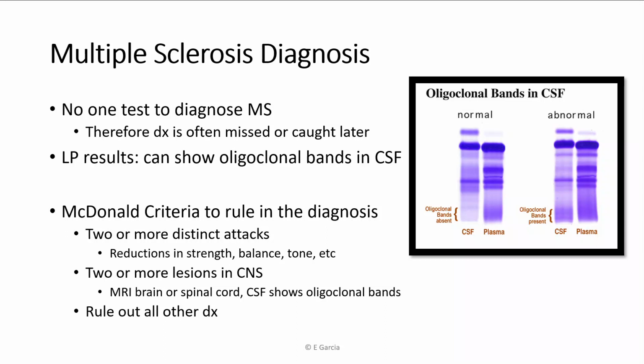2 or more lesions in the central nervous system that show on an MRI, in the brain or spinal cord. CSF can also show those oligoclonal bands, like we've got there in the purple. And then they need to rule out everything else, so this is still somewhat a diagnosis of exclusion. You can see in the imaging here, at the bottom, oligoclonal bands are absent, and then you see them present here. That's how they look at the content of the CSF.